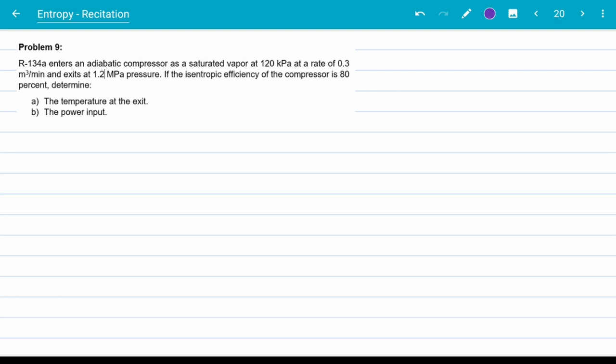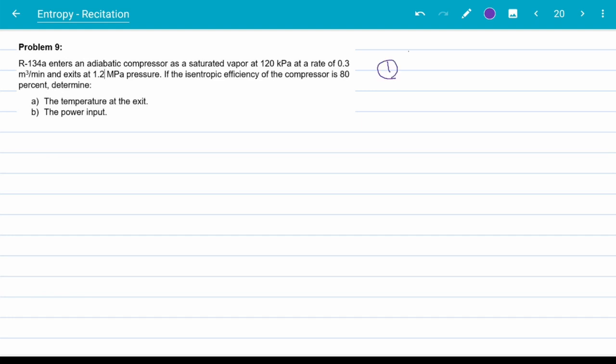All right, problem 9. We have refrigerant 134A. It goes through an adiabatic compressor. It enters the compressor as saturated vapor and exits at 1.2 megapascals of pressure. If the isentropic efficiency of the compressor is 80%, we are asked to find the temperature at the exit and the power input. So what do we know?